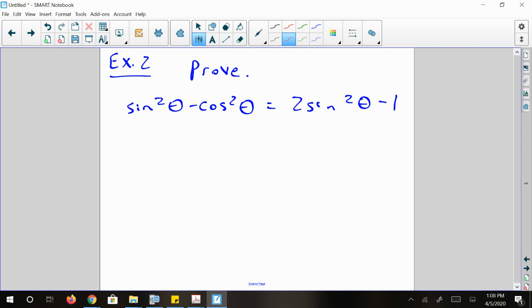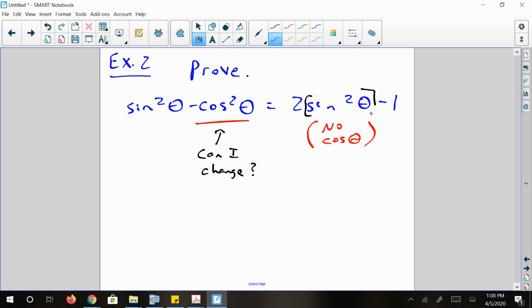Okay. On the left side, we see a cosine squared of theta. I do not see a cosine of theta anywhere on this side of the equation. Okay. So this should be a good hint to me. Is there a way that I can change this? Okay, can I change this? The only thing that I see over here are sines. Okay, I see a sine squared. Is there a way that I can change this into only using sines? And in fact, yes, there is.